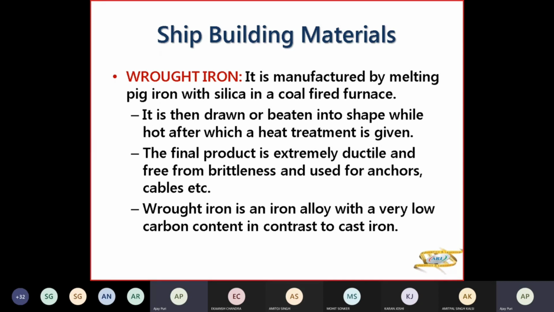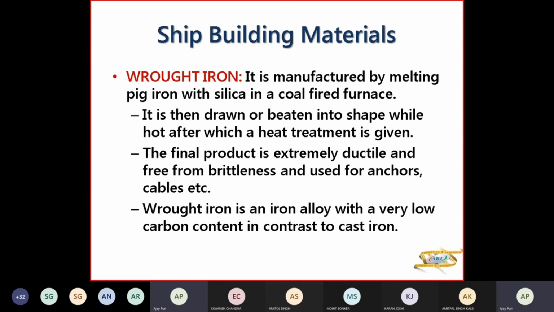Now we come to wrought iron. Wrought iron is made by melting pig iron with silica in a coal-fired furnace, and after that it is drawn or beaten into shape while it is still hot. The heat treatment is given and it is beaten into shape while hot, and wrought iron is made tough. The product is extremely ductile. You don't have any brittleness. So it is used for anchors and cables. Because anchors are tough, even after dropping so many times, they don't break.